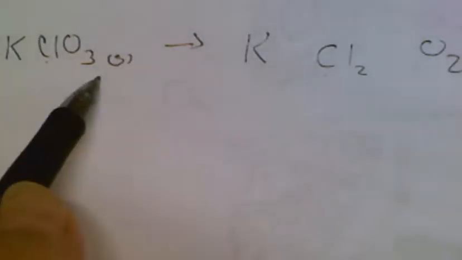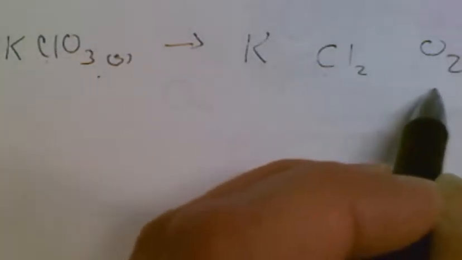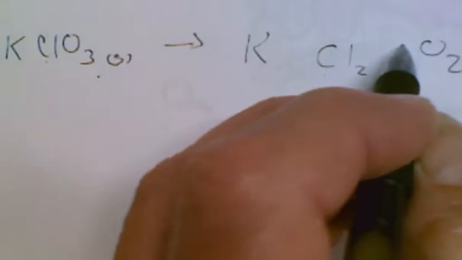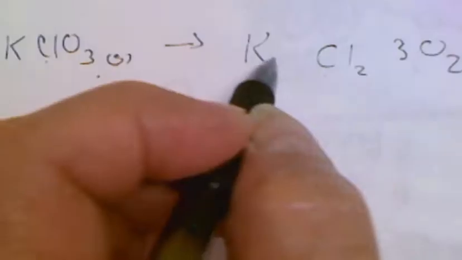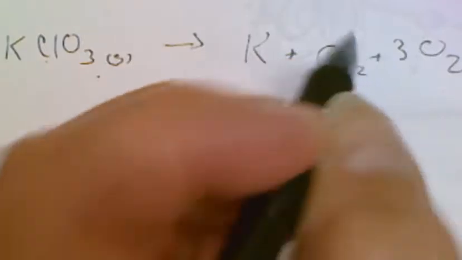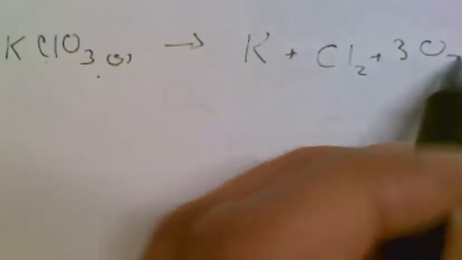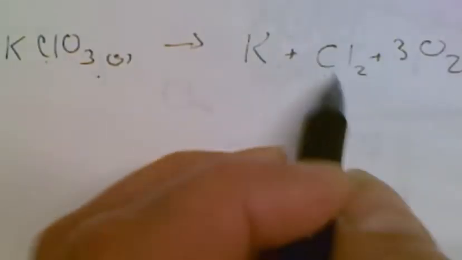What effect does that have on my oxygens? Well, I now have 6 oxygens on this side, but I only have 2 on this side. Well, I can remedy that pretty easy by making that balanced with 3 oxygens on that side. So I'm going to end up with 3 oxygens that are going to be a gas. I'll put a G there.